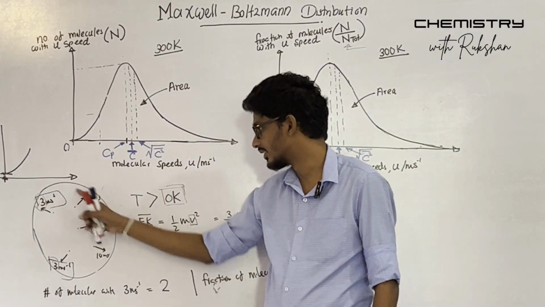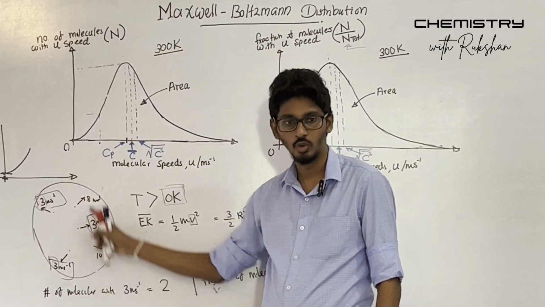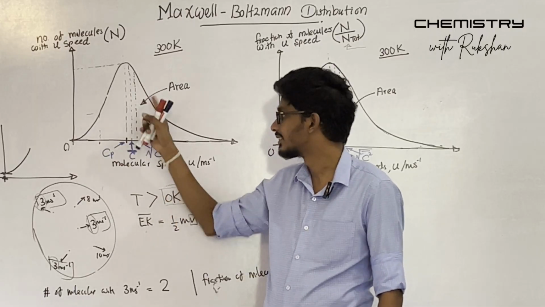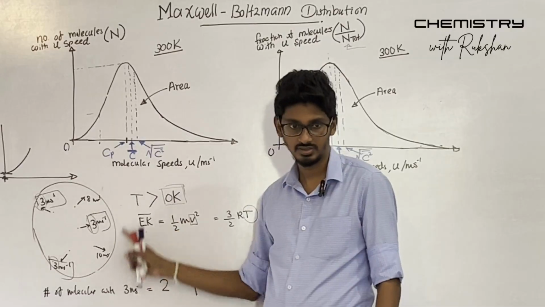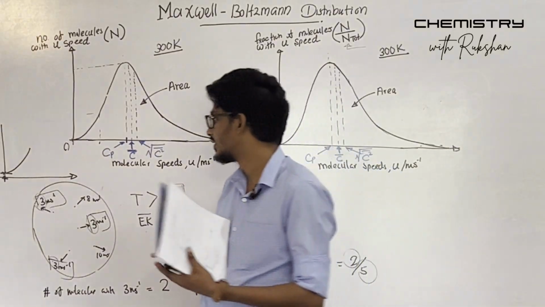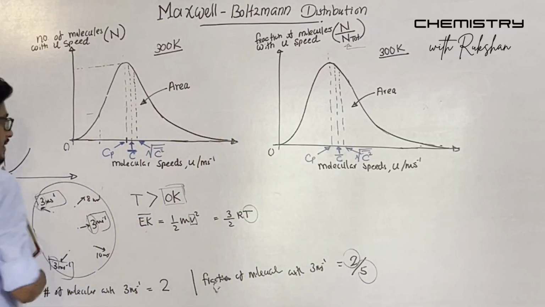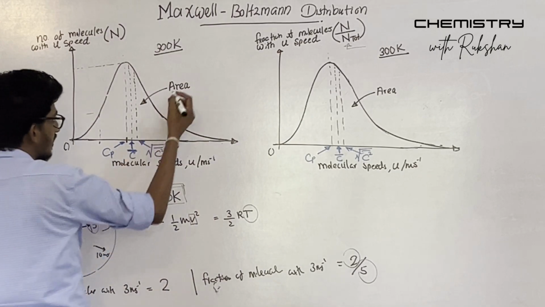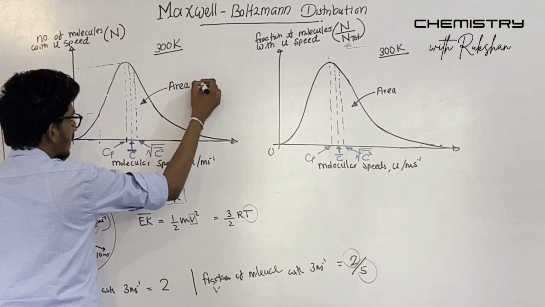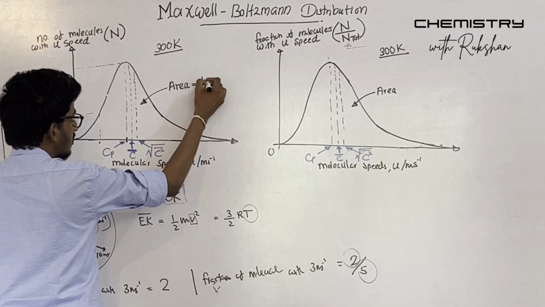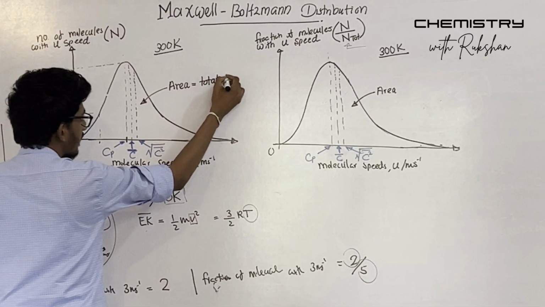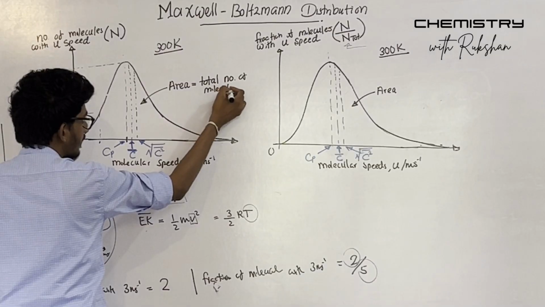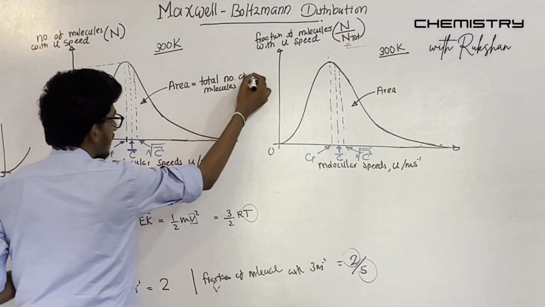Number of molecules with 3 m s^-1 is 3. The area under the curve will represent the total. That means total is 5, right? Like that. That is the idea. So area under the curve represents the total of the y-axis. So here the area under the curve is actually the total number of molecules, right? N_T.